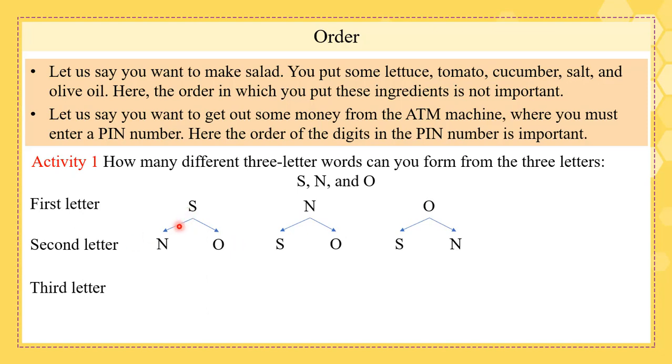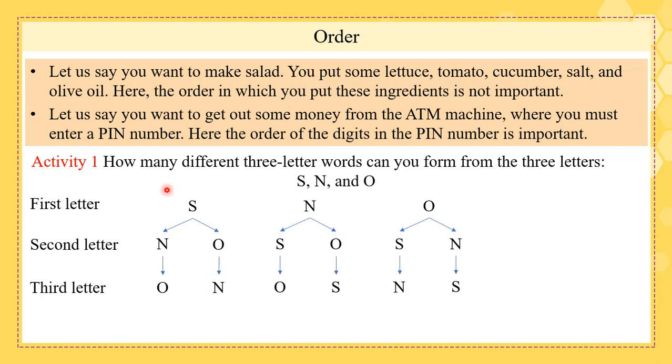If the first is S and the second is N, the third should be O. And if we have S and O, the third should be N. Similarly here, if the first is N and the second is S, the third would be O, and here the third would be S. And if the first letter is O and the second letter is S, the third letter would be N, and here we're going to have an S.